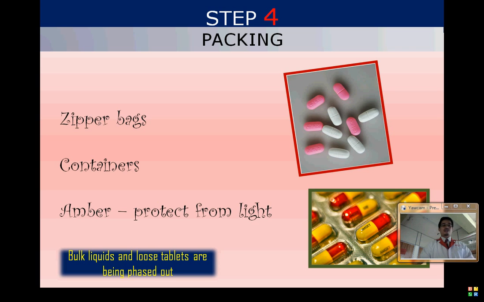Nowadays, the government is trying to phase out bulk liquids and loose tablets for a lot of reasons, like hygienic reasons, for instance. Therefore, you are not going to have these types of loose tablets anymore. Instead, they will come in blister packs like this. Similarly, for liquids, you don't have gallon preparations anymore. They all come in smaller packaging like 60 ml, 100 ml, etc., that are easy to give out to patients.